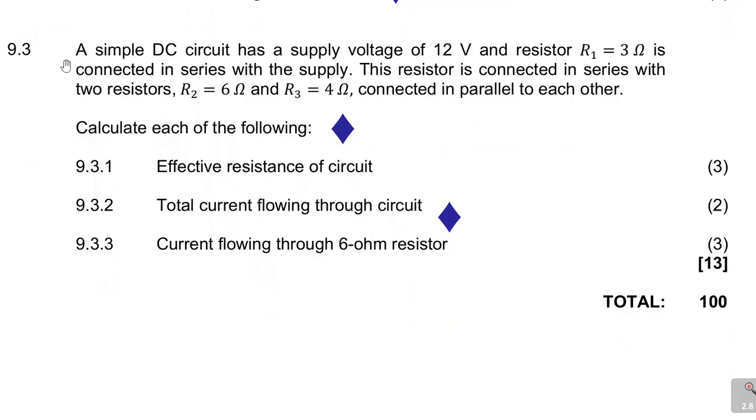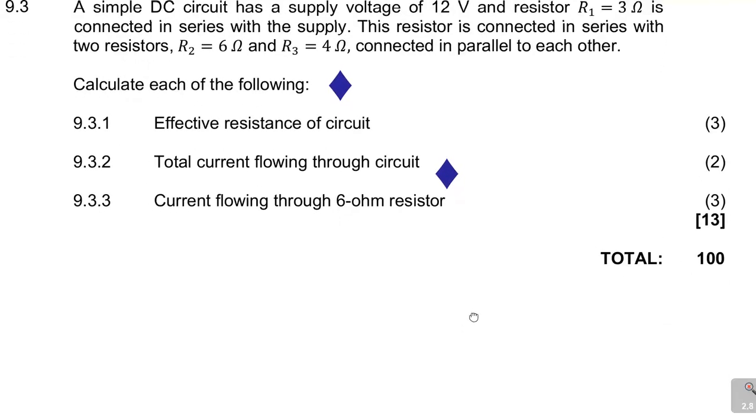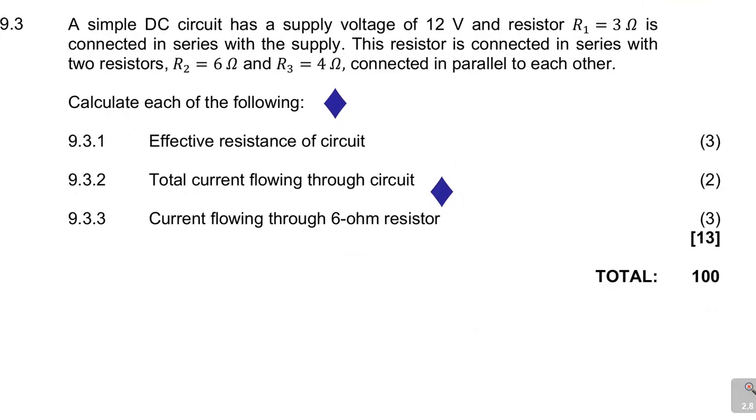In question 9.3, it says a simple DC circuit has a supply voltage of 12 volts and a resistor R1 of 3 ohms is connected in series with the supply. The resistor is connected in series with 2 resistors R2 and R3 connected in parallel to each other. Calculate the following. If I'm going to be able to calculate this, I need to draw this first. So let me sketch this. What am I having? In this case, a 12 volt supply like that.